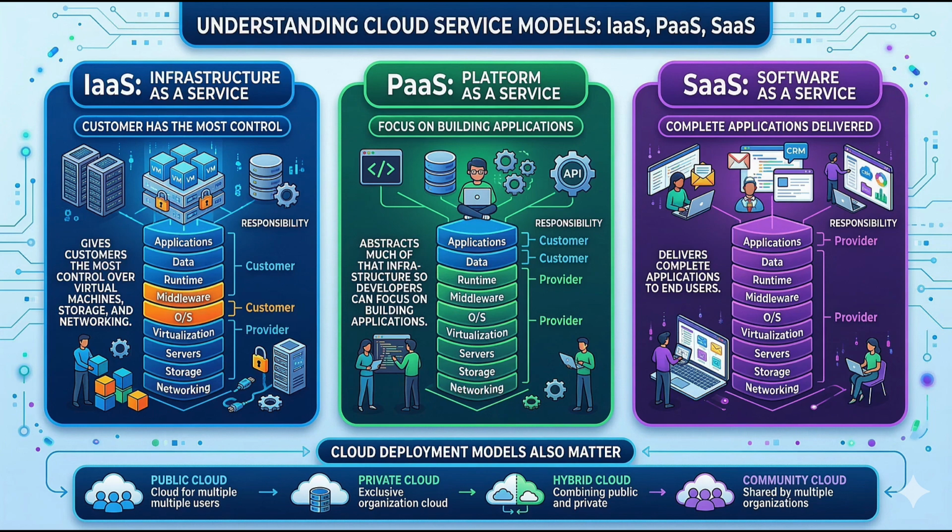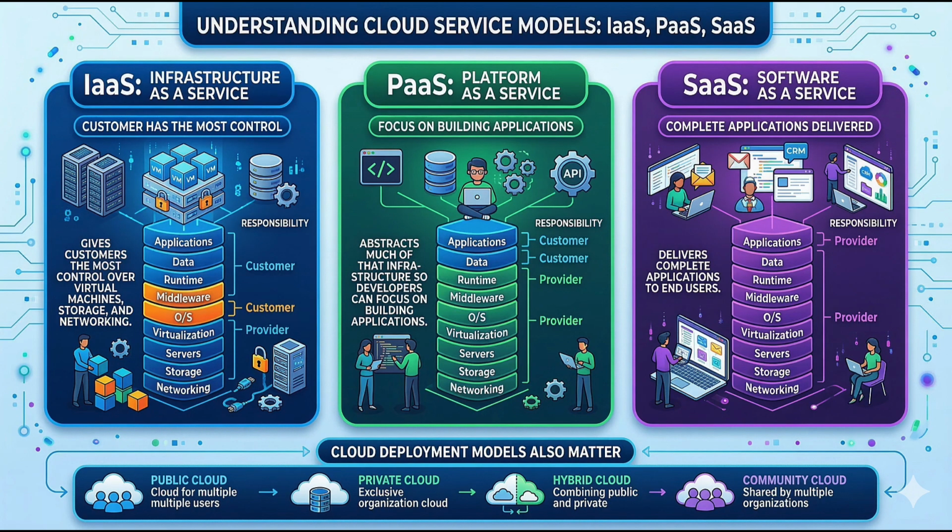Infrastructure as a service gives customers the most control over virtual machines, storage, and networking. Platform as a service abstracts much of that infrastructure, so developers can focus on building applications. Software as a service delivers complete applications to end users.